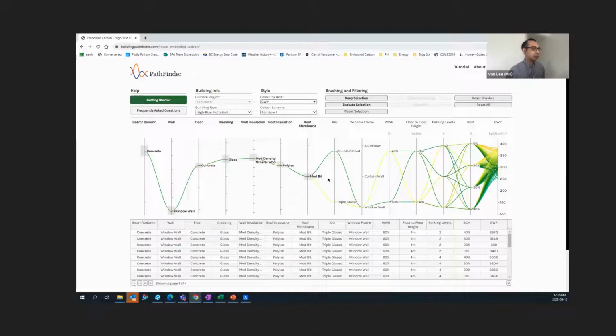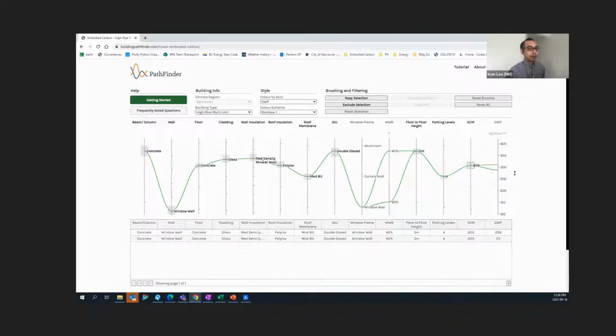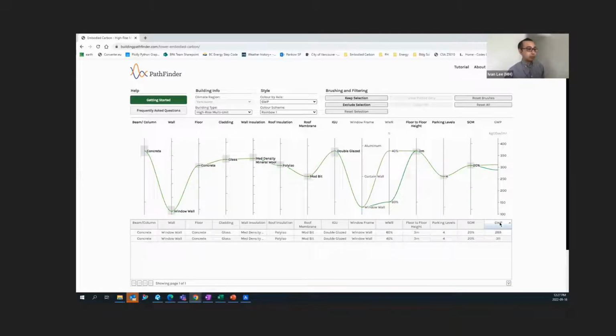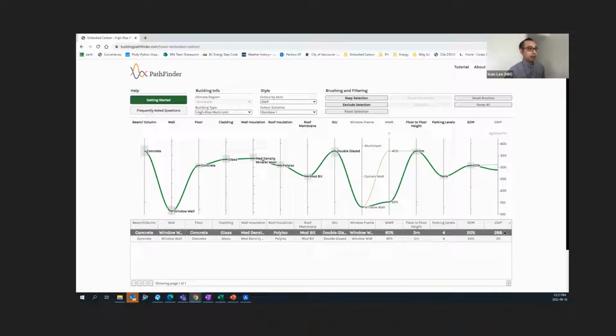The way to find things is to scrub over them and select them. So it's relatively intuitive. Let's say I want to look at window wall ratio and how it affects things. Well, if I keep scrubbing things here and there, I can now narrow down from all those cases to basically 2. And here you can see when I mouse over the results, it highlights the line. So I can also sort them. If I want something lower, it's telling me that if I were to increase my window wall ratio, I would actually get a lower GWP number.